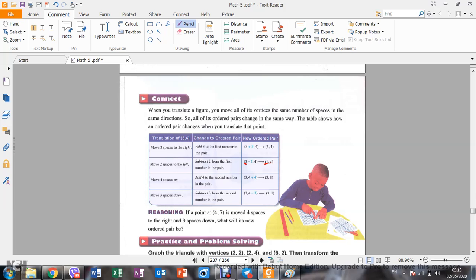From the first number. Move 4 spaces up. Up again means add numbers. For example, you have 3 and 4, and up means y, so 4 plus 4 equals 8. Okay, move 3 spaces down. Down means subtract from y. So up and down, don't touch x. Left and right, don't touch y. Okay, so 4 minus 3 is 1. 3 and 1.